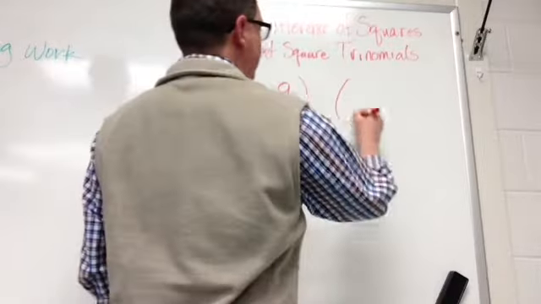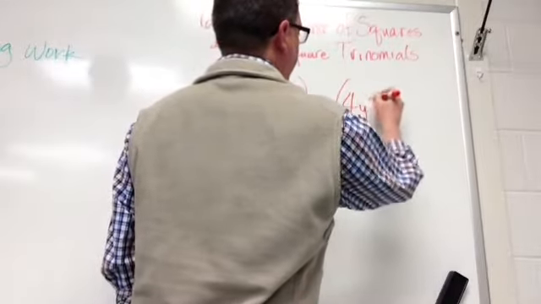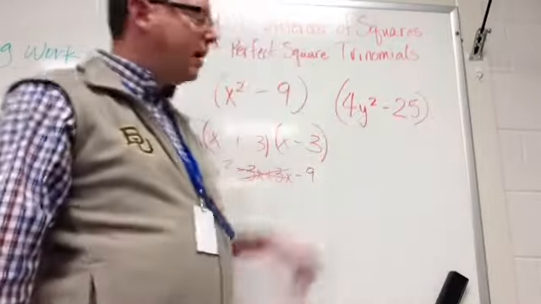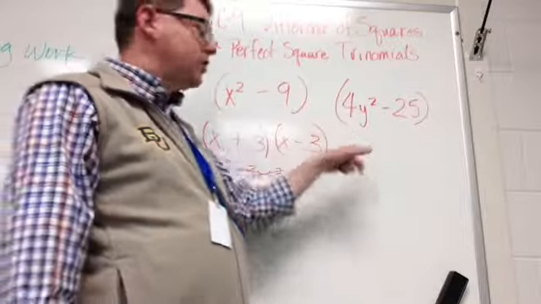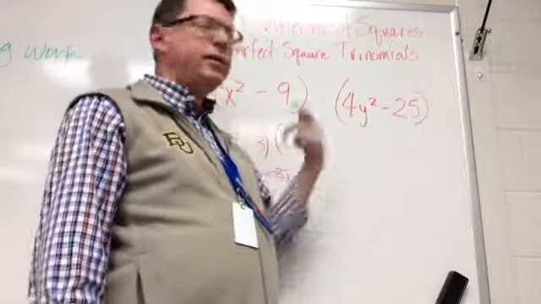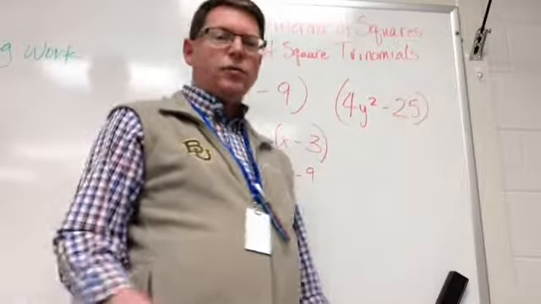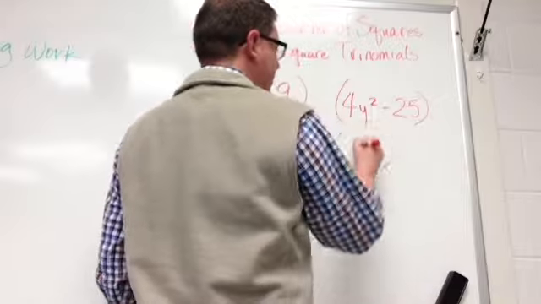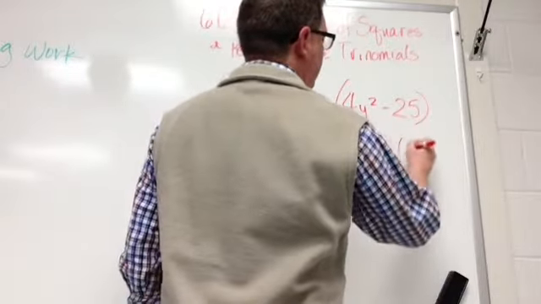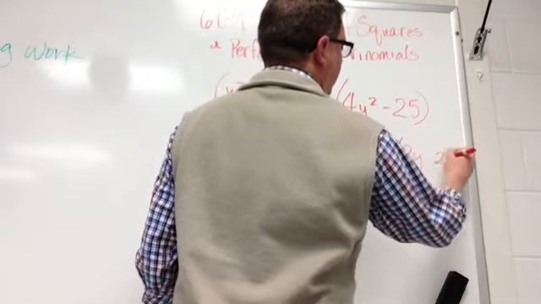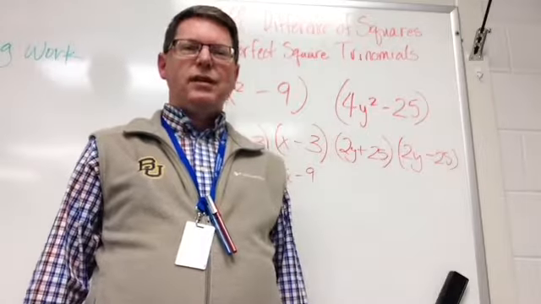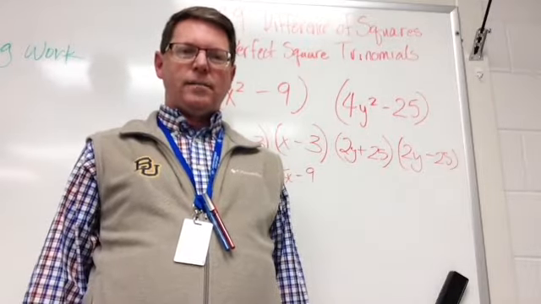So another one. Let's do 4y squared minus 25. Is 4 a perfect square? Yes. Is y squared a perfect square? Yes. Is 25 a perfect square? Yes. Are they being subtracted? Yes. So this is a difference of squares. So I'm going to take the square root of the first term, 2y, square root of the second term, 5, 2y, 5, one's plus, one's minus, and there I am. That's factoring a difference of squares.